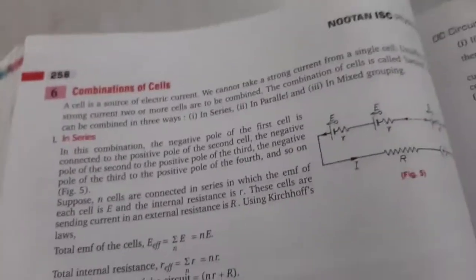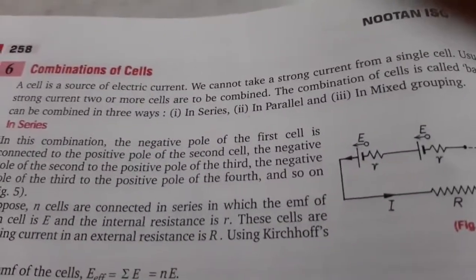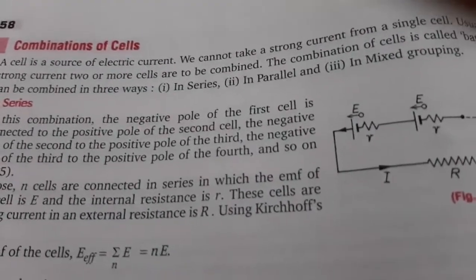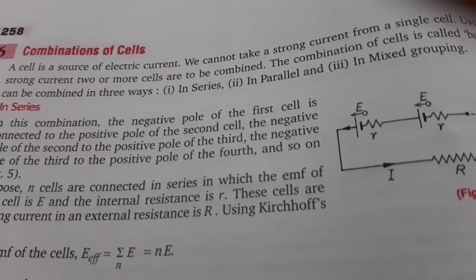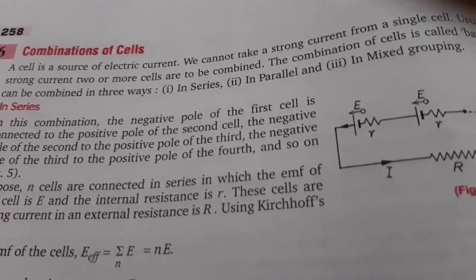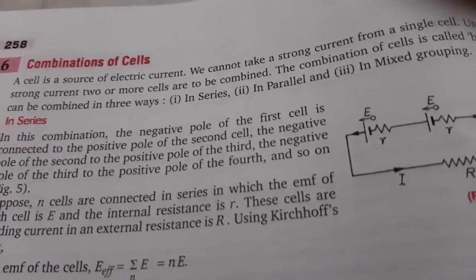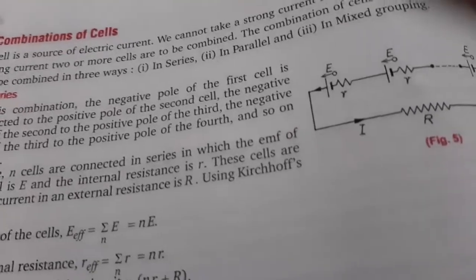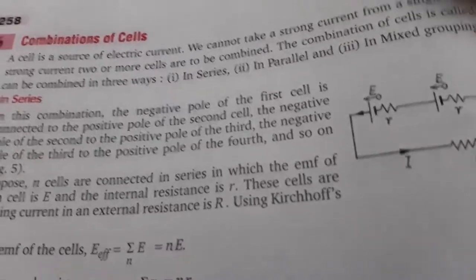Now we have some combinations of cells, just as we have done combinations of resistors and capacitors. In the case of resistors and capacitors, we did two combinations, series and parallel. So just like capacitors and resistors, we have combinations related to cells. First is series combination, then parallel combination and mixed combination.